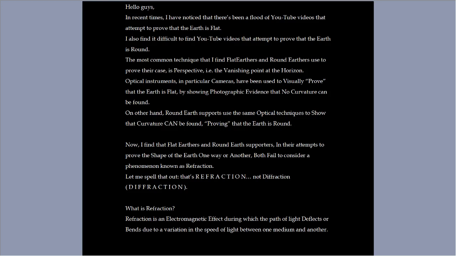Let me spell that out. That's R-E-F-R-A-C-T-I-O-N, not diffraction, D-I-F-F-R-A-C-T-I-O-N. What is refraction? Refraction is an electromagnetic effect during which the path of light deflects or bends due to a variation in the speed of light between one medium and another.